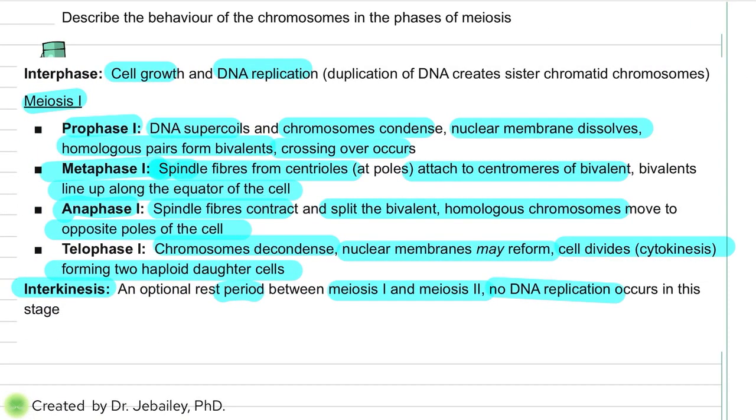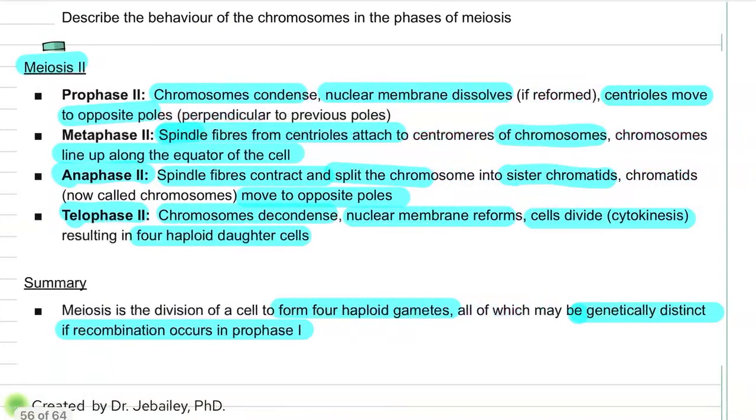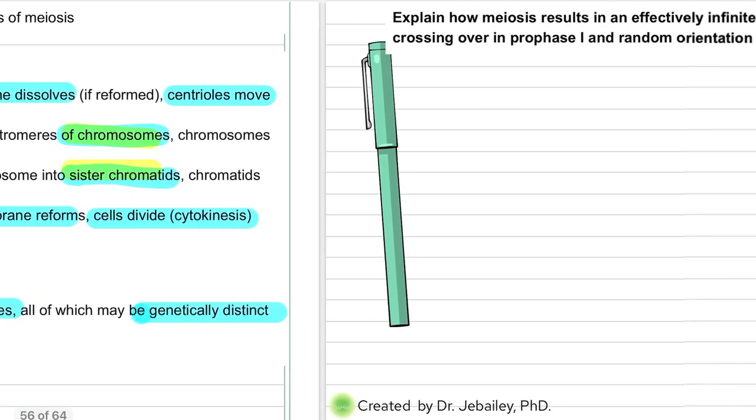If you notice, when it comes to meiosis 1, it's all about the homologous pairs. It's homologous all the way. While in meiosis 2, it's all about the sister chromatids: dividing, splitting, lining up in the middle, everything going on. So make sure to make that distinction between the two.